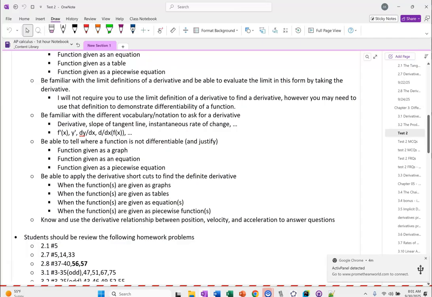And you should be able to do that whether your functions are graphs or tabular or from equations or piecewise.